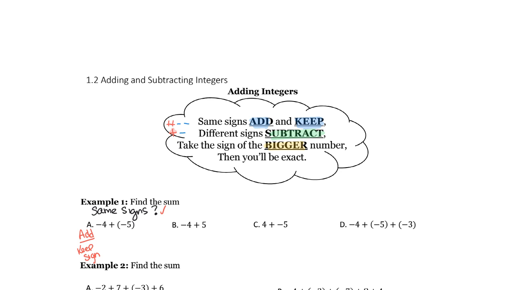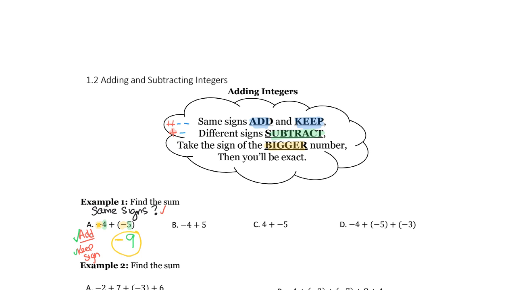So since they're the same, we're just going to do 4 plus 5. What is 4 plus 5? It's 9. So we've added. Now we keep the signs. Since they were both negative, the sign that comes with it is a negative. So then our answer is -9.